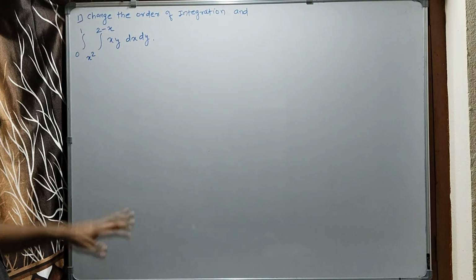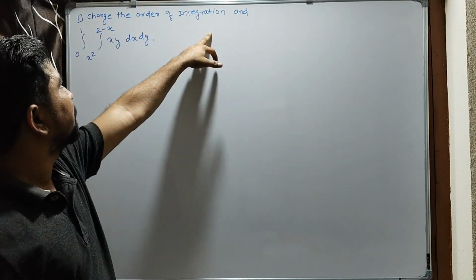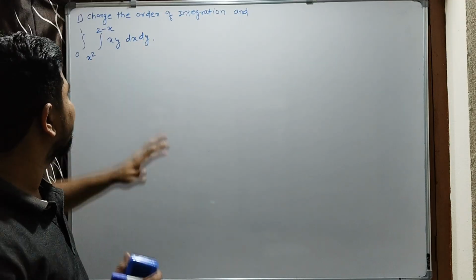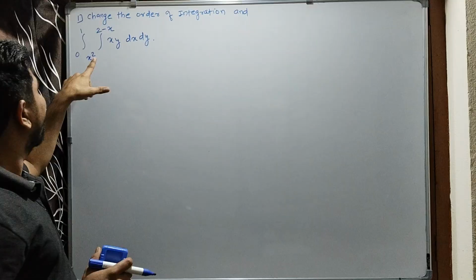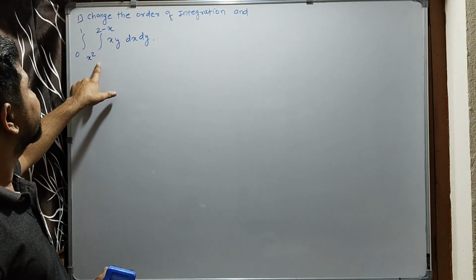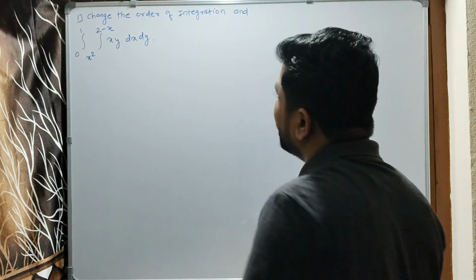Hi friends, in this video we are going to solve this problem. Change the order of integration and evaluate this integral. Here the limits of my first integration are 0 to 1 and the limits of my second integration are x square to 2 minus x. Just observe the question.